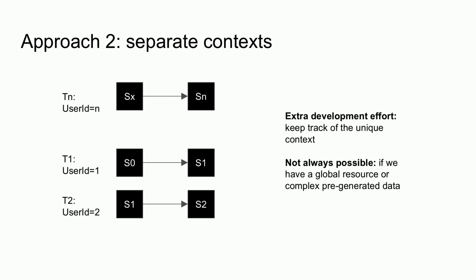We need to make sure that those IDs are unique, and it can be many IDs of entities that depend on each other, so we need to keep track of this unique context. It is also not always possible, as in the previous example. Let's say you have a global resource that is shared by all users, for example, bandwidth. So you cannot separate contexts in this case. You have to share this utility among all the tests.